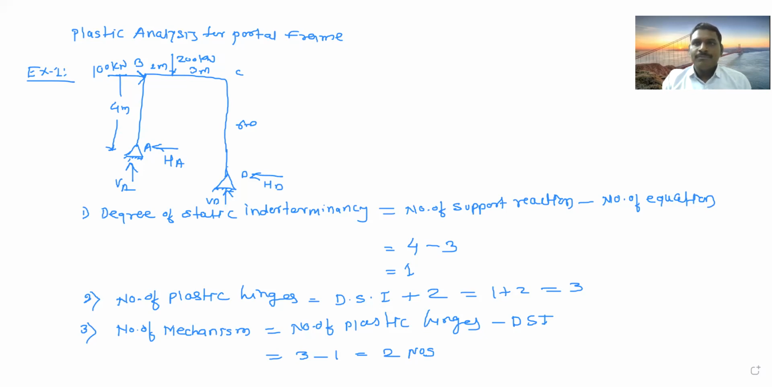So now we will solve these particular mechanisms. Has everyone written this? Yes, sir. Okay. So now we will solve the mechanisms one by one. First we will see the beam mechanism.